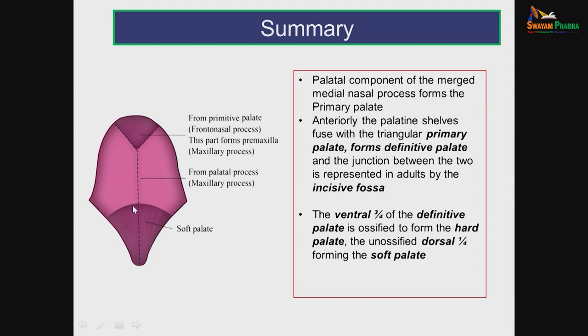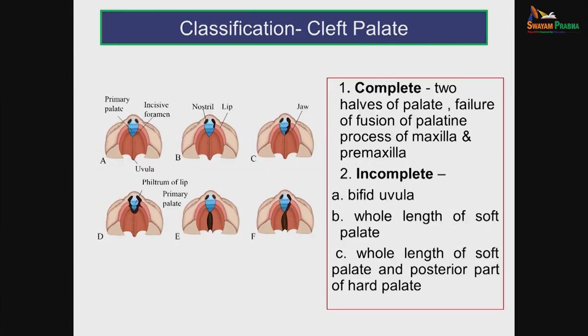The primary palate and secondary palate are fusing. The junction is marked in adults by the incisive fossa. Then what happens is the ventral 3/4 of the definitive palate is ossified and it is going to form the hard palate. The unossified dorsal 1/4 forms the soft palate. So, this completes the development of the palate. We will just look at some of the congenital anomalies of the palate, that is the cleft palate.